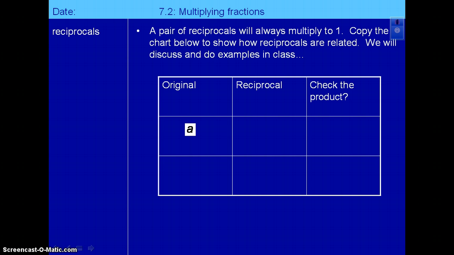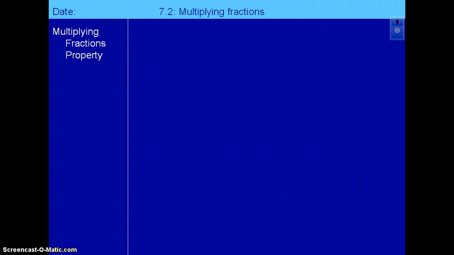So if your original number is a, the reciprocal is of course 1/a. As far as checking the product, that's something that we'll do in class. When I see you guys next time, please include this column. If your original number is x over y, the reciprocal of that number is y over x. As far as checking the product, we'll actually do that in class next time I see you.